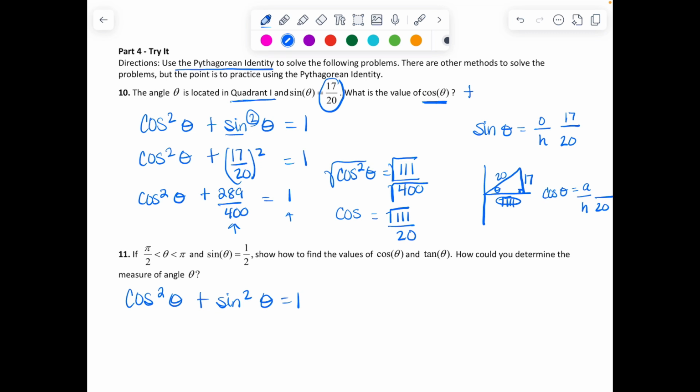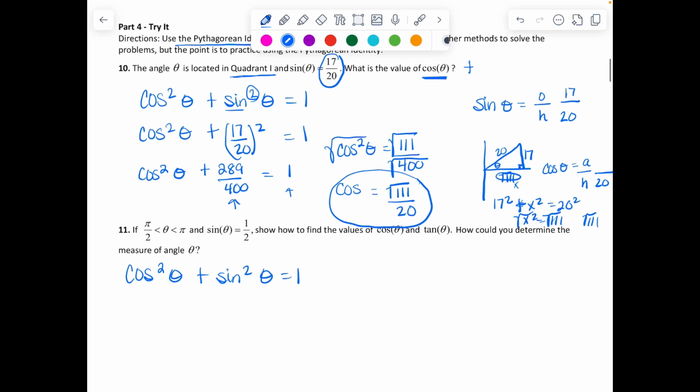Now, if we wanted to check ourselves with the Pythagorean theorem, if we knew here that 17 squared plus some unknown, we'll call this x, equals 20 squared, we could then solve and see if we got the square root of 111. So 17 squared is 289. Take that away from 20 squared, which is 400. So 400 minus 289 gives us 111. So x squared would be 111, and then the square root, and we would have the square root of 111 for that value. So we determined the cosine was the square root of 111 over 20, and it's in quadrant 1, so it has to stay positive, and then that is our value.